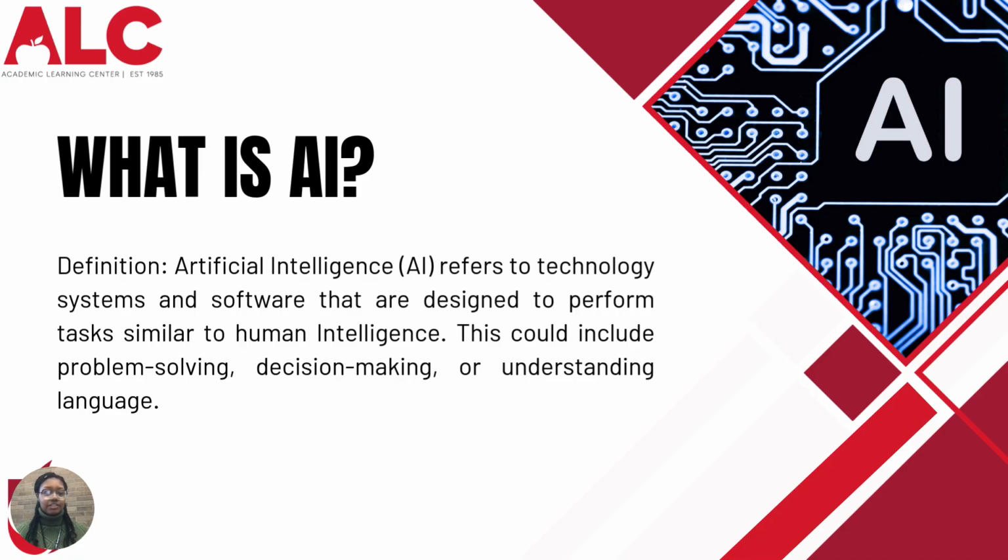So, what is AI? This is the official definition of artificial intelligence. It refers to technology systems and software that are designed to perform tasks similar to human intelligence. This could include problem solving, decision making, or understanding language. So, again, AI is not new, it just looks different. We've been using AI since back in the 80s and 90s with computer programming. If you've watched Netflix or have used social media in the past 24 hours, then you have used some sort of artificial intelligence. So it's not new, it just looks a little different.